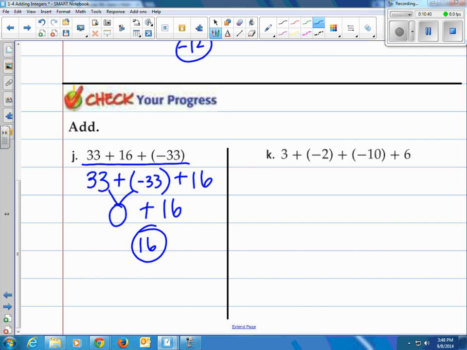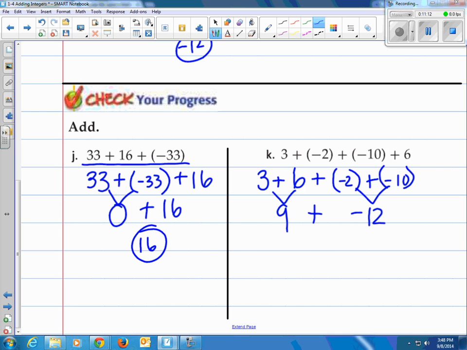We got 3 plus negative 2 plus negative 10 plus 6. How about we put all the positive numbers together? So I'm going to reorganize this using the associative property. So I'm going to put 3 and 6 together. I'm going to put negative 2 plus negative 10 together. I'm going to do these two. That's going to be 9. Put our plus. I'm going to add these two together because I know that's simple math, get the 12, and we put a negative on it because they're both negative numbers. So we got 9 plus negative 12.